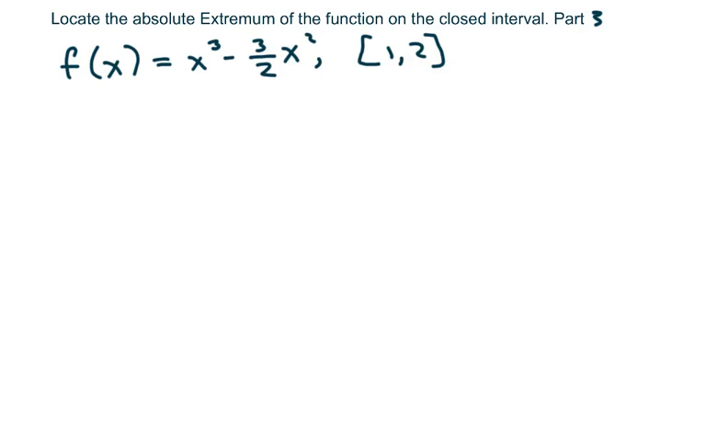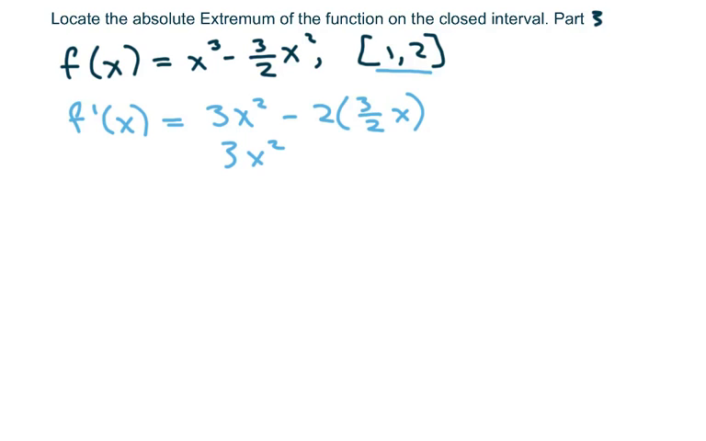Hi everyone, we're going to locate the absolute extremum of the function on the closed interval here. And the first thing I'm going to do is find any critical numbers. So I'm going to take the derivative of my function and get 3x squared minus 2 times 3/2 x, and it's going to be 3x squared minus 3x. I can factor out a 3x and get x minus 1.